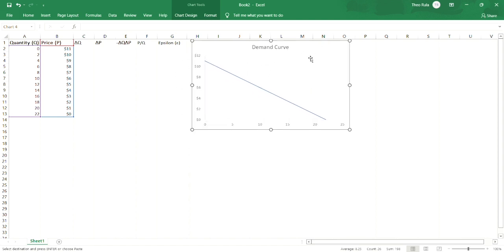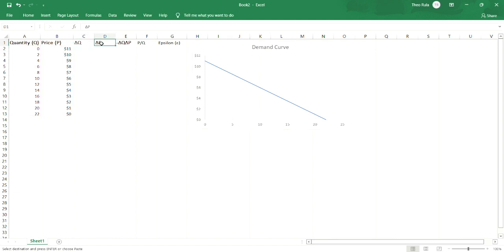Now that we have the curve, we can finally continue with the equation. There are steps to the equation, so first we must find the delta Q. To find the delta Q, or the delta quantity, you first input equals, then select the two data, which in my case is A3, and then minus A2. And now we have the answer. You click the square and drag it down, and there you go. Now you have delta Q.